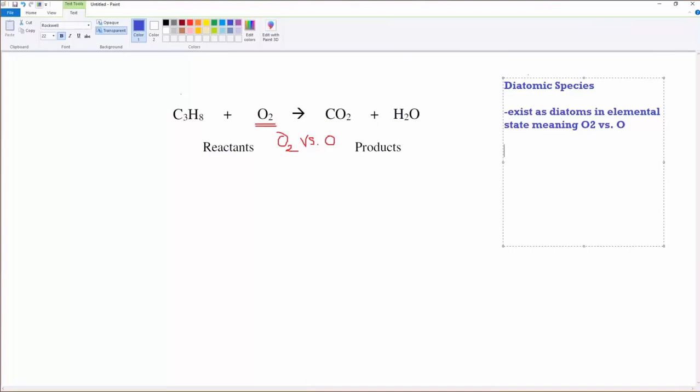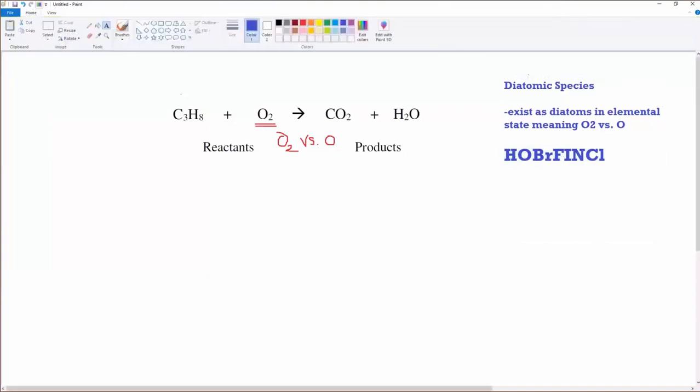Here's the first way that I learned. I just memorized this funny little word, Oberfinkel, and you can think of that as one of Santa's elves or something. I don't know. It's kind of a silly word, Oberfinkel. But that means if you have hydrogen, oxygen, bromine, fluorine, iodine, nitrogen, or chlorine, then if they're in elemental form, they actually exist as the diatomic species there.